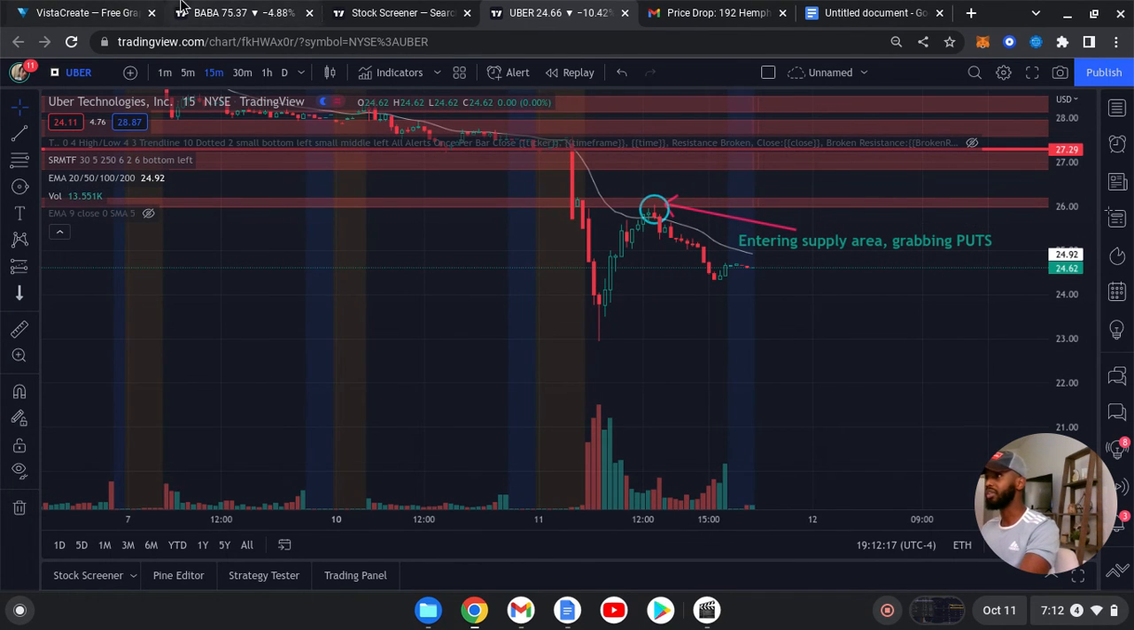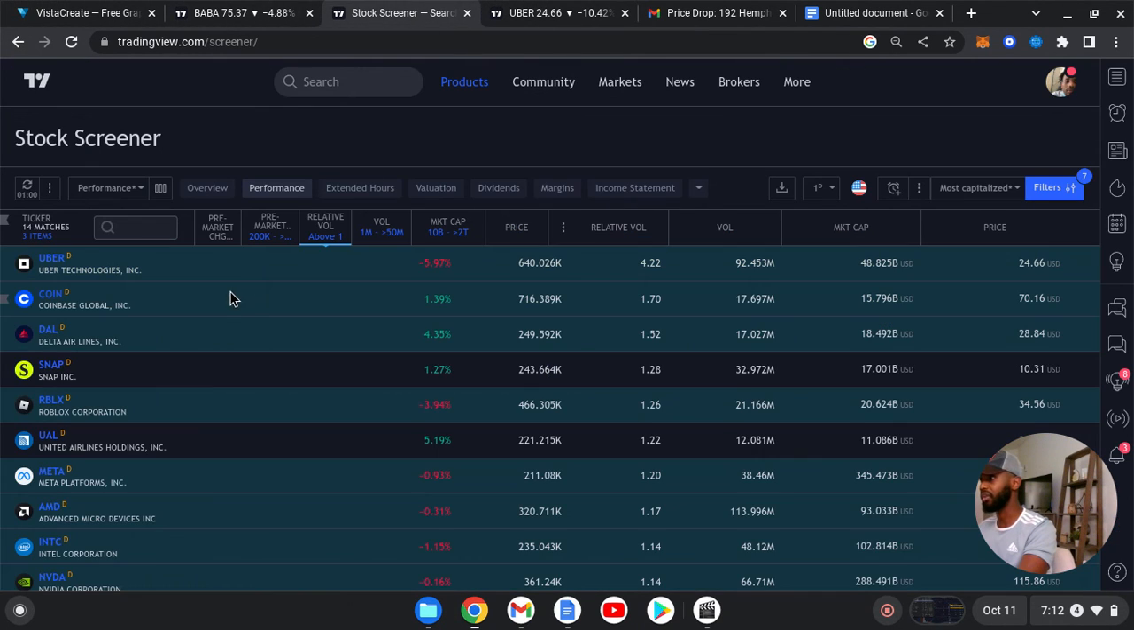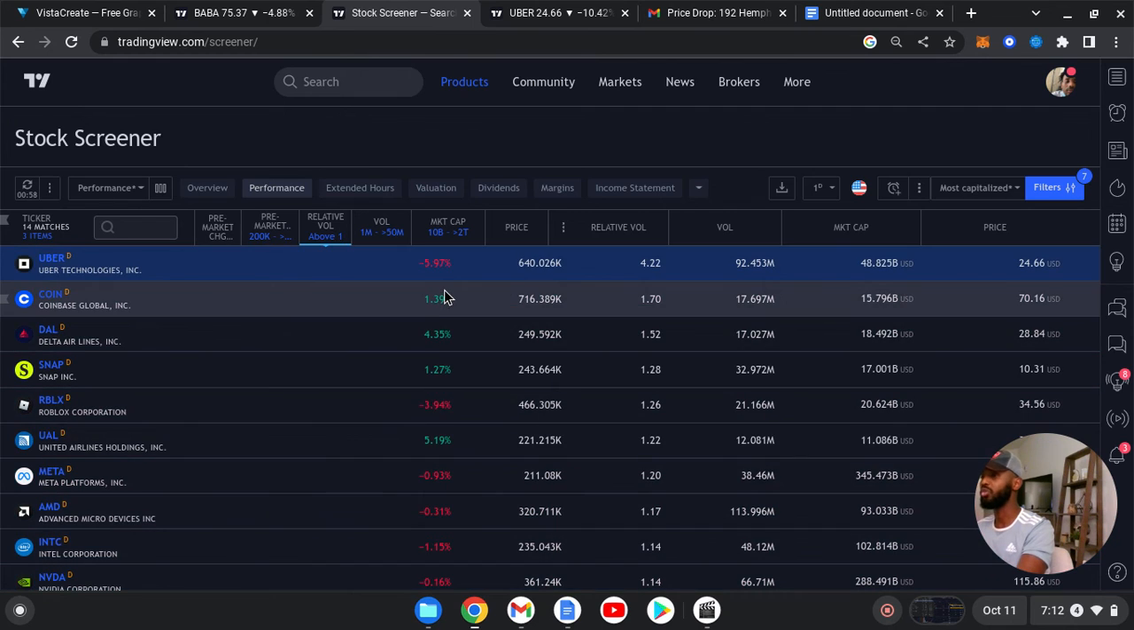So you can do the same thing with all of these other stocks, because you know it'll move because there are buyers and sellers due to that relative volume and that volume in pre-market.